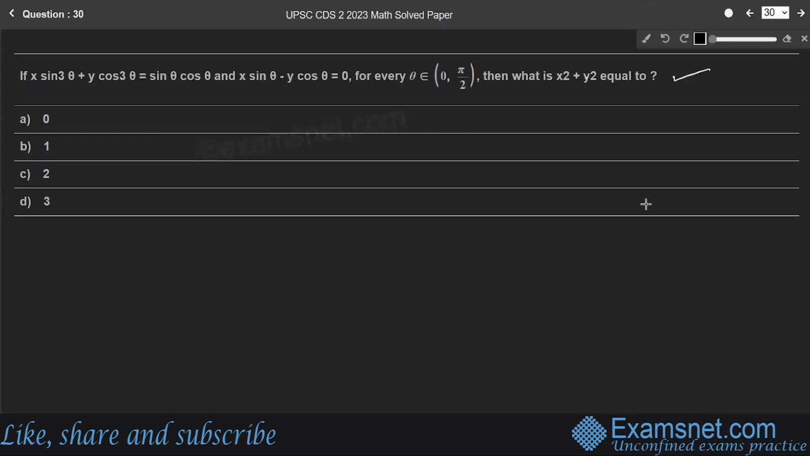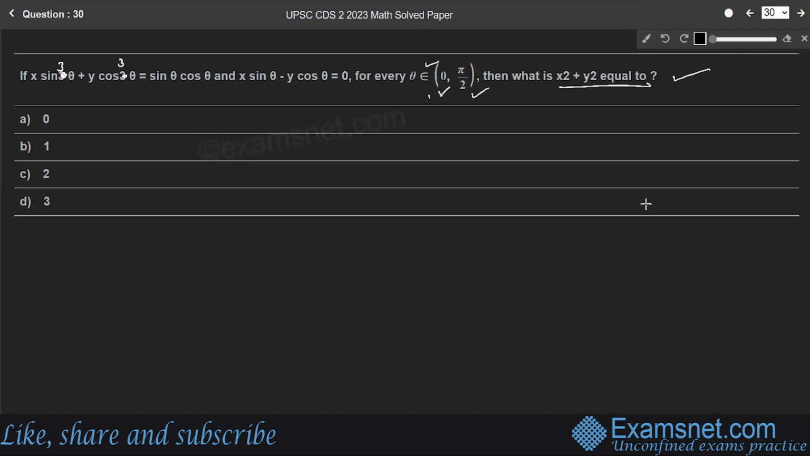Question 30. If x sin cube theta plus y cos cube theta is sin theta into cos theta, and x sin theta minus y cos theta is 0, for every theta belonging to the open interval 0 to pi by 2, so theta should not be equal to 0 or pi by 2. Within this range the value of theta lies. Then what is the value of x square plus y square?